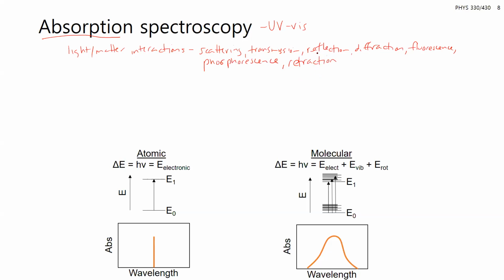I would say some have more to do with optics, like refraction and reflection. Some have more to do with the molecular or quantum transitions, and also emission. But we're just going to be focusing on that clearly drawn circle, absorption, and I guess transmission with that as well.